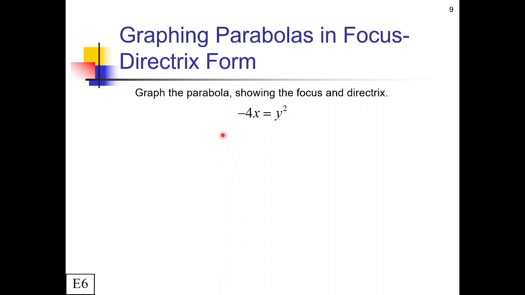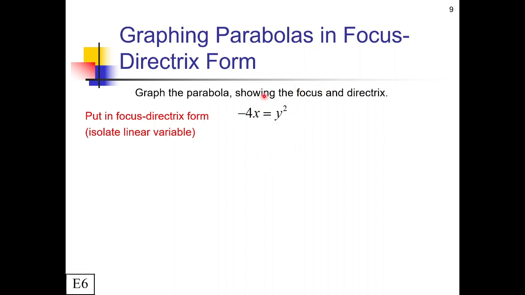Well, we're going to want to start by putting this in focus directrix form, the form that we've had on the last several problems. And if you're not sure how to do that, remember that both of those forms either start with an x equals stuff or y equals some squared stuff. So really all you have to do is just isolate whatever your linear, your first power variable is. In this case, that's just going to be this x. So if I just get x alone, I will have it in focus directrix form.